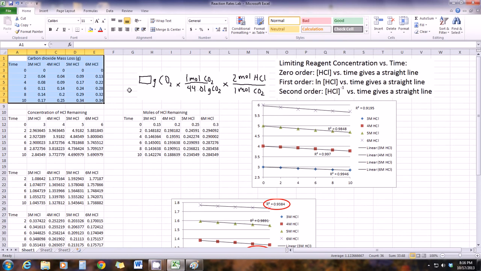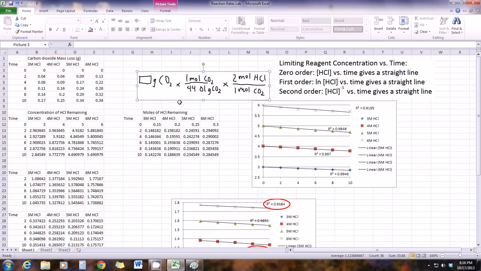Then I went from mass of carbon dioxide lost to moles of hydrochloric acid consumed, and I used this equation right here. I plugged in these masses to where you see this box. So I went from grams of carbon dioxide, and I used the molar mass to go from grams to moles, and then from moles of carbon dioxide to moles of hydrochloric acid by using the balanced chemical equation. This is a mole ratio right here.